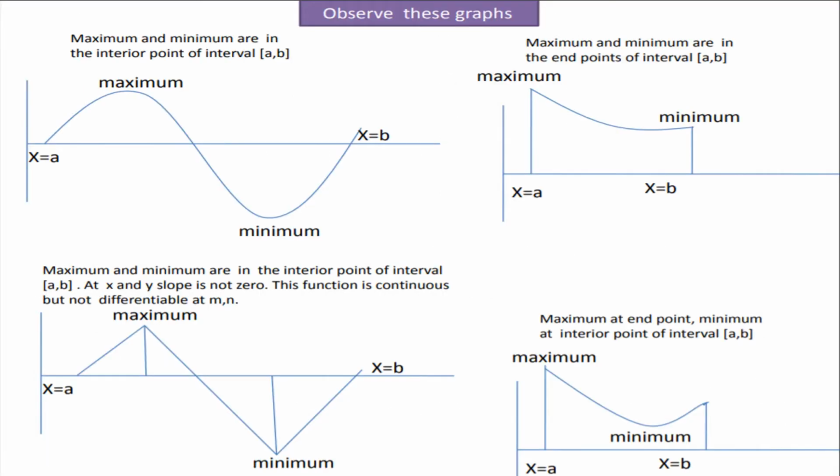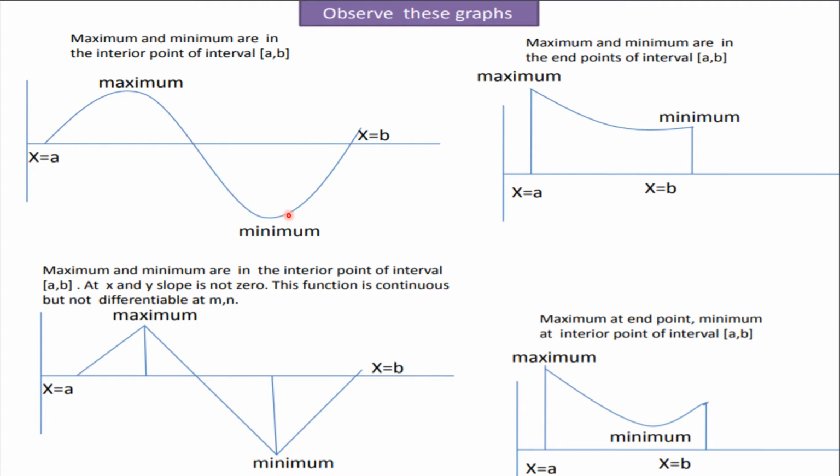Right. Now observe these graphs, my dear children. Maximum and minimum are at interior points of the closed interval [a, b]. See here, x = a and x = b. In this interval, here it has a maximum value at this point. At this point, the function has a minimum value. Understood this graph, my dear children?